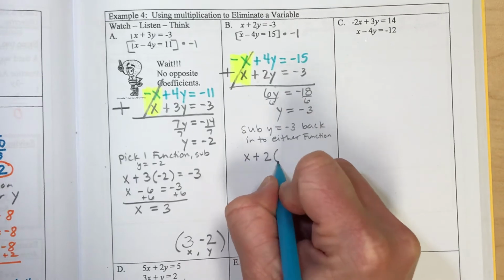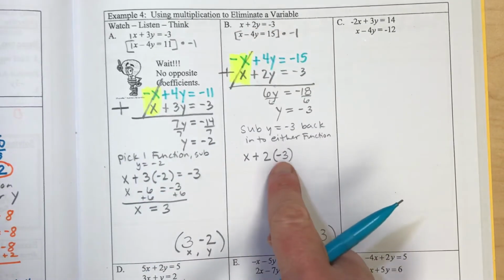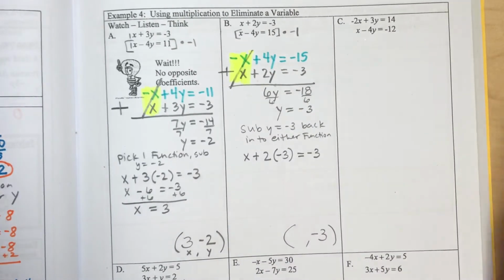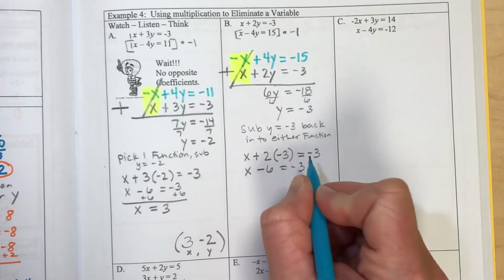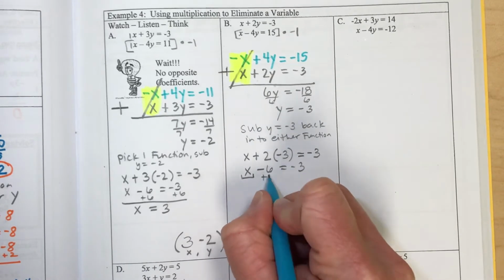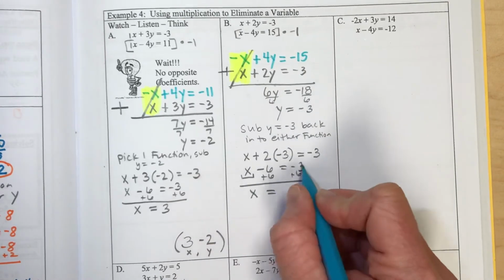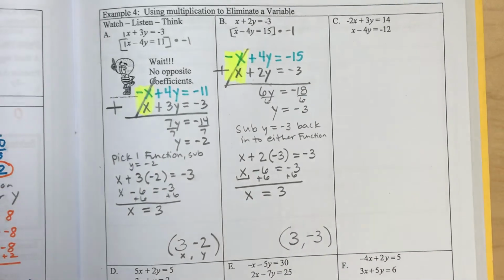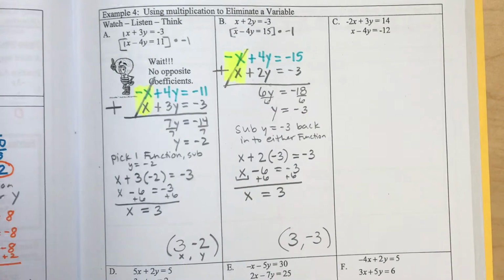Plus 2y, well, y here equals negative 3, so I'm just copying down this function, and I'm subbing in negative 3 for that y, and that should equal negative 3. Does x minus 6 equal negative 3? Okay, so I'm going to solve for x by adding that 6, and I get positive 3. Very close to the answer that I had from the previous solution, but great job, you did it. All right, here's one more.